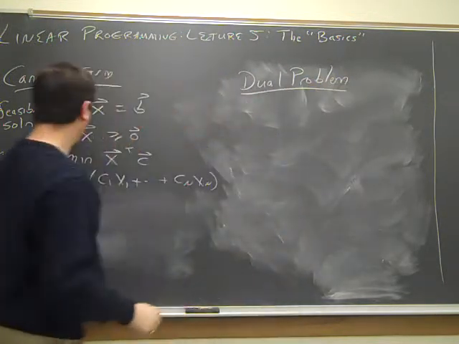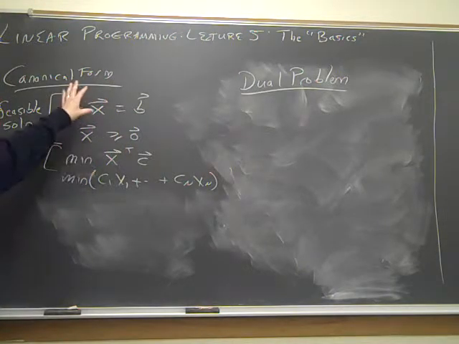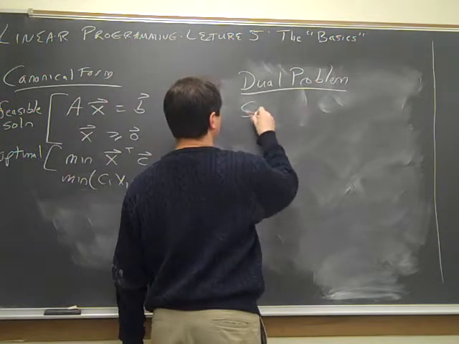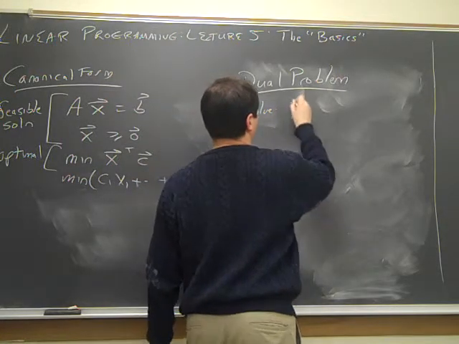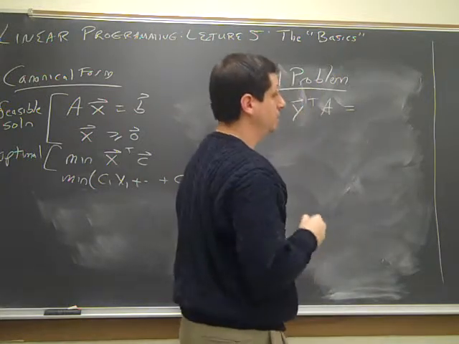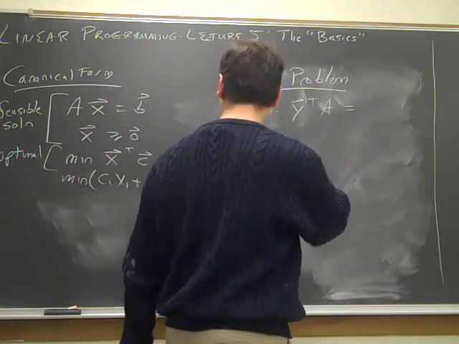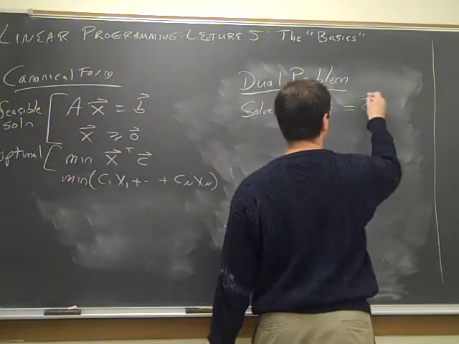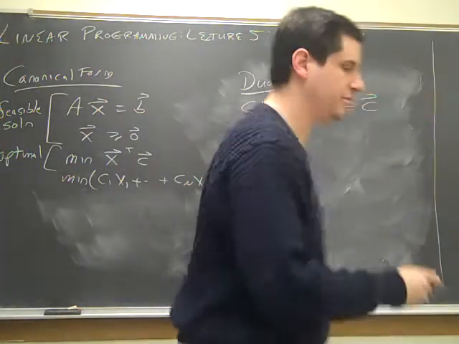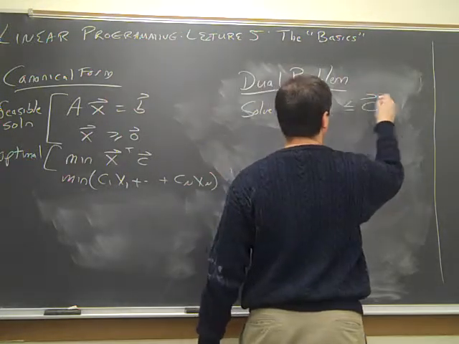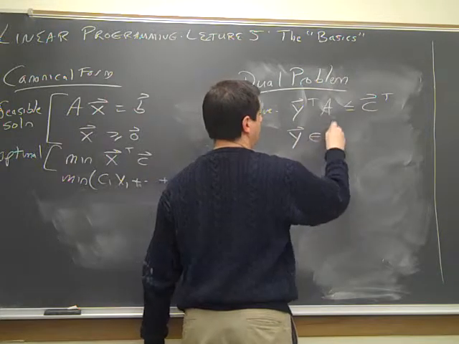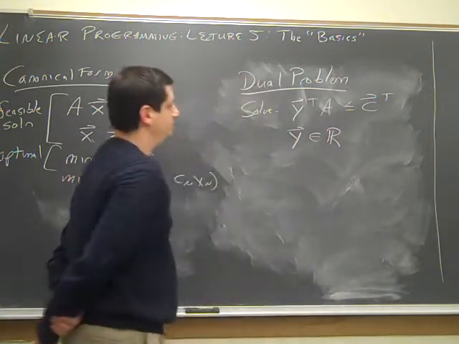And so if I give you a canonical linear programming problem like this, the dual problem is now going to be solved: y transpose A equals C. I think there might be a greater than or equal to, let me check. Yeah, so less than or equal to. And here, y is actually a real vector.